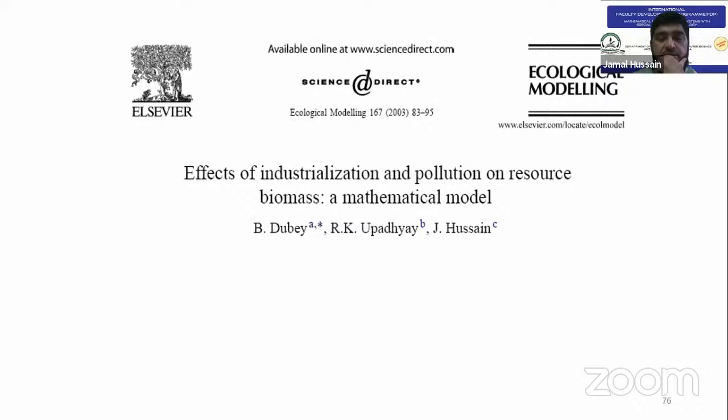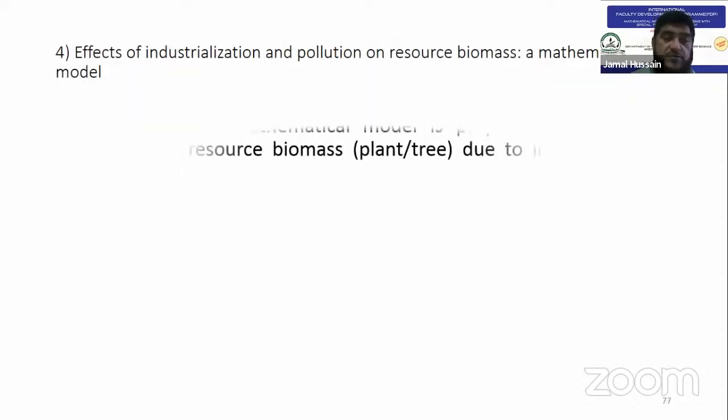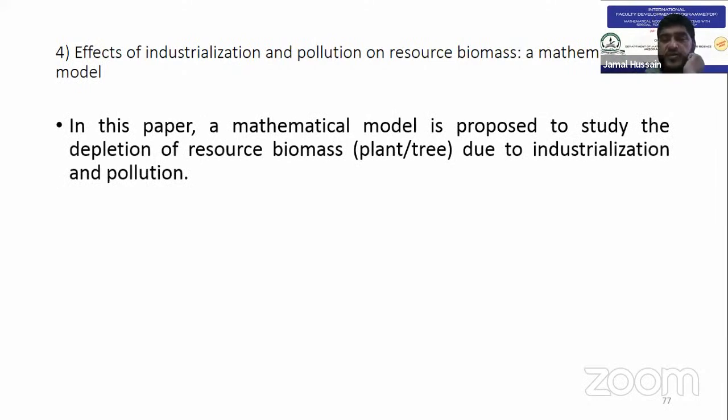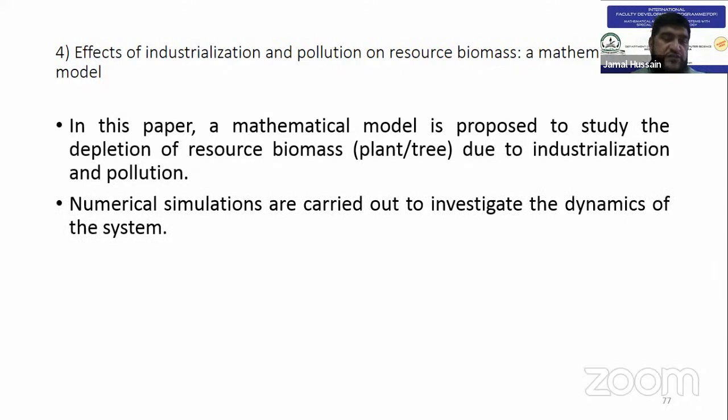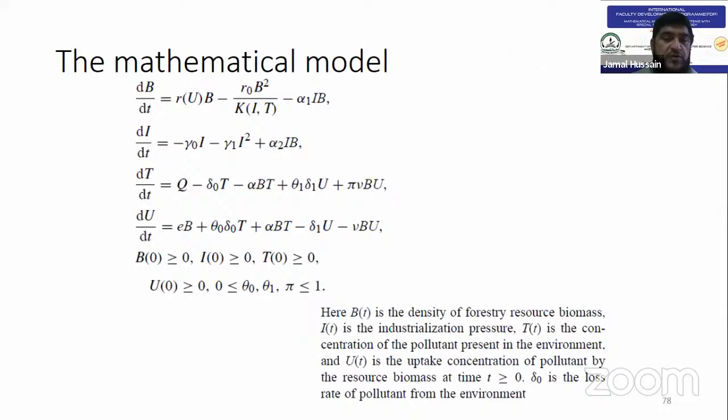Another model is the effects of industrialization and pollution. So industrialization is brought in here. Pollution is already there on the resource biomass. Okay. So what is that? In this paper, a mathematical model is proposed to study the depletion of resource biomass. Resource biomass means plants and trees, due to industrialization and pollution. So the effect of industrialization and pollution is investigated. Numerical simulations are carried out to investigate the dynamics of the system. Okay, so this is the model.